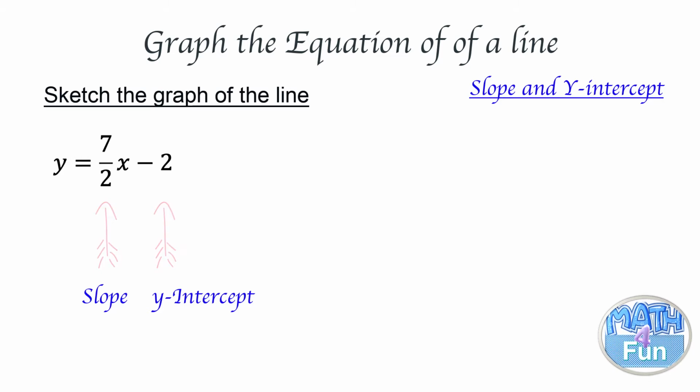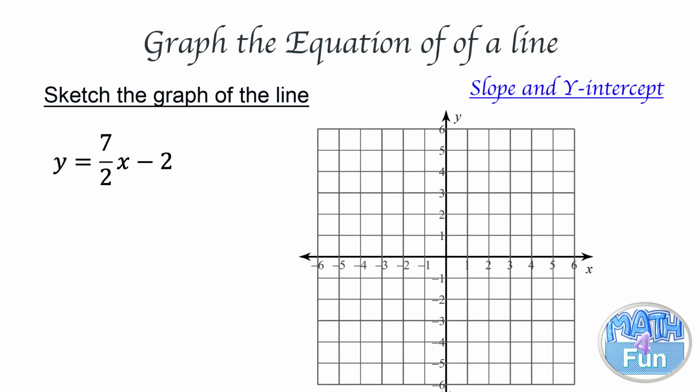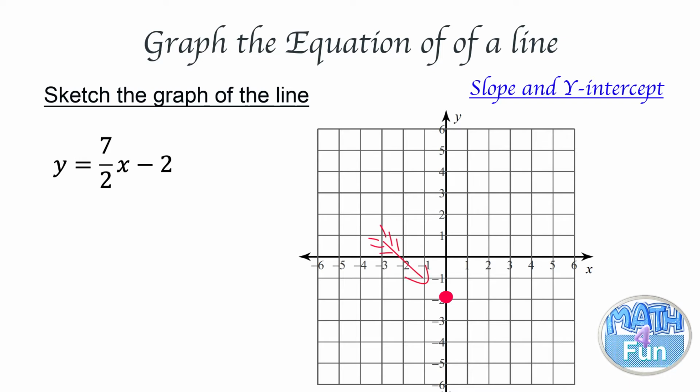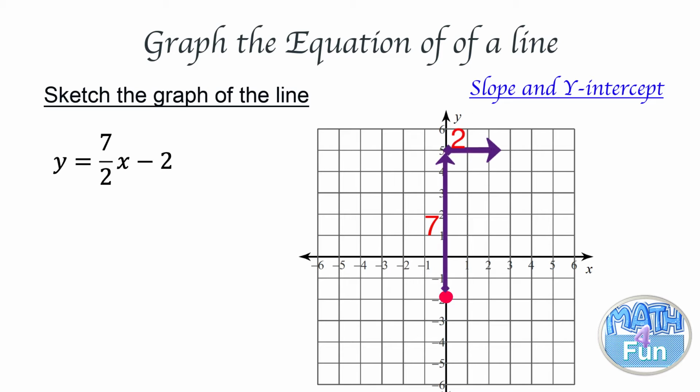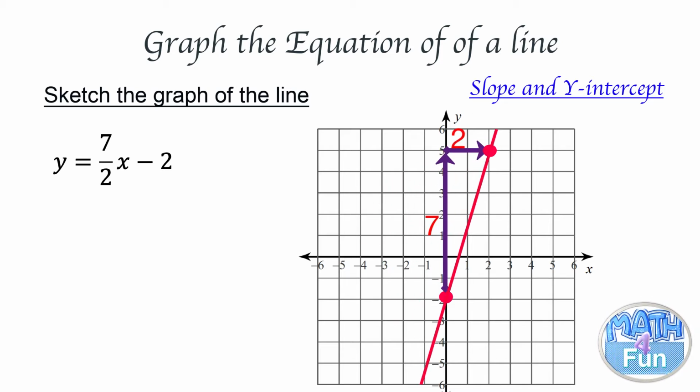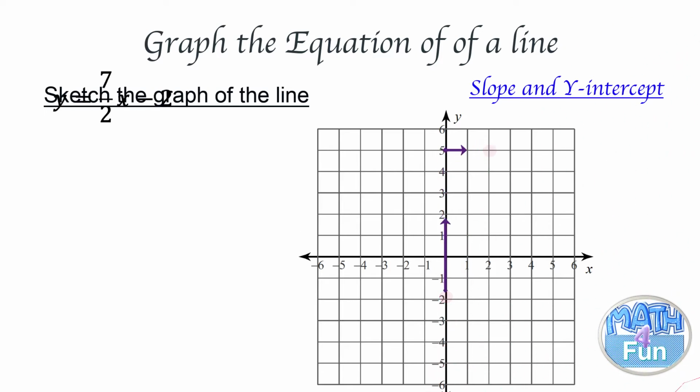So all you need to do here is plot the y-intercept, which is at minus 2, and then take the slope 7 over 2 and move 7 up and 2 to the right, and then you will get the other point. Then join the 2 points and the line is done. Let me show you another case.